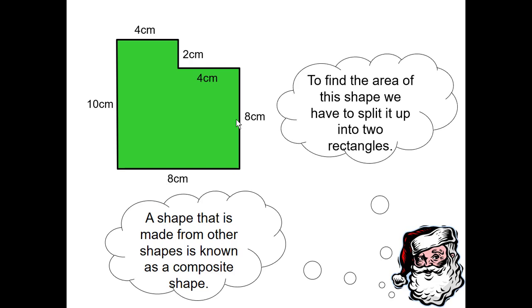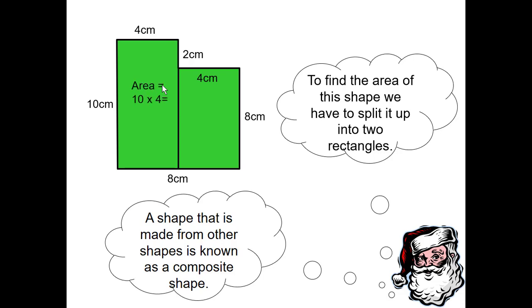To find the area of this shape, we have to split it up into two rectangles. There are two ways that you can split it up, but I'm going to show you one of them. We can split it up by getting this corner and joining it to one of the other sides, but we are going to do it like this. Take a look and see. Let me just put it again and you see, like that. So we have two rectangles now.